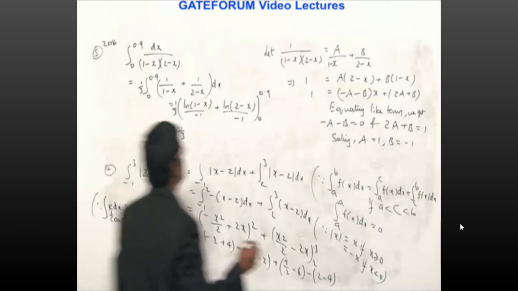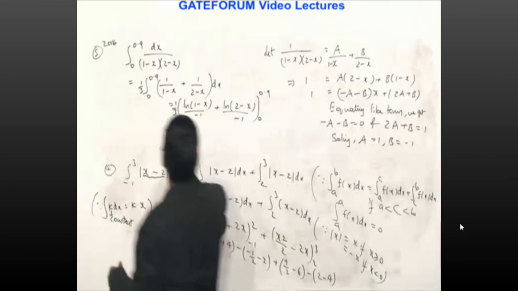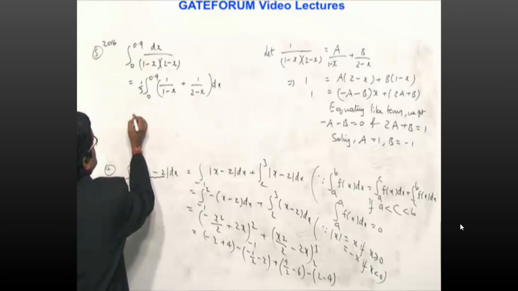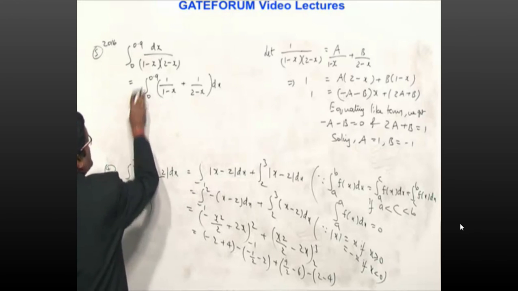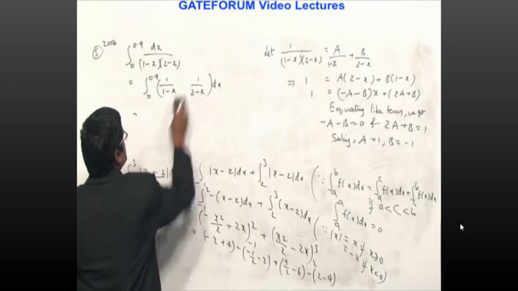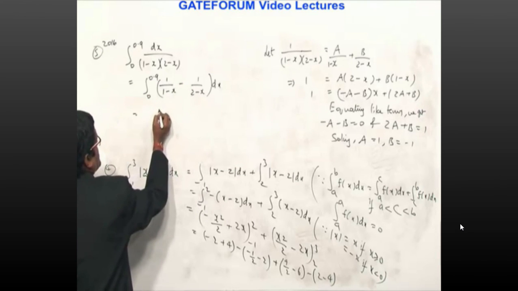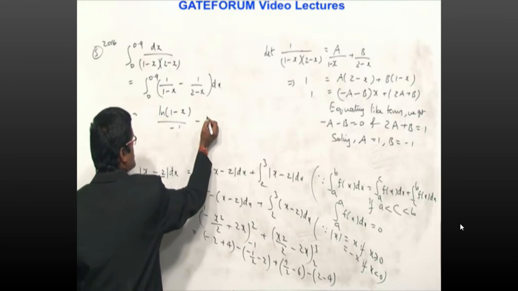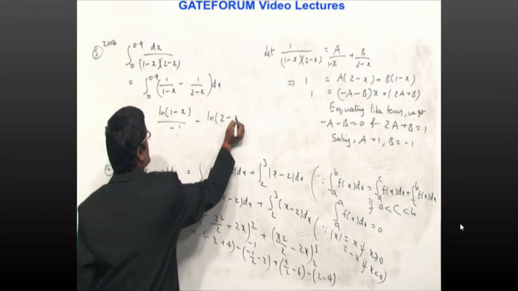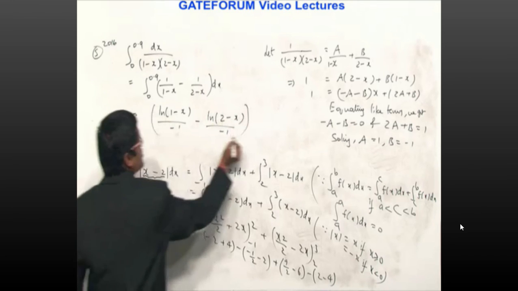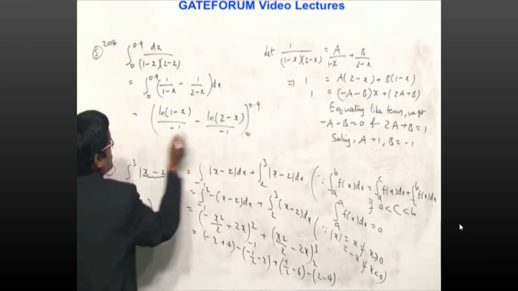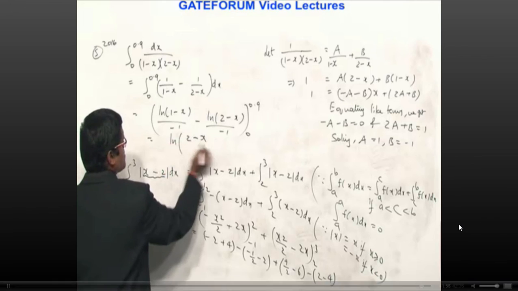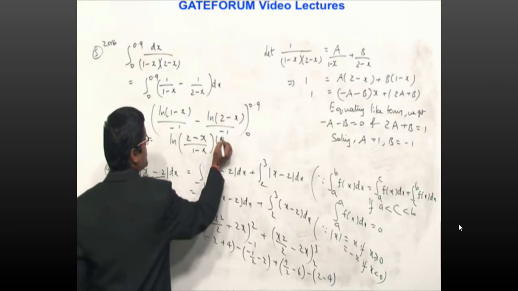So now it's not 1 by 3, the value of A is 1. Now this becomes minus, so the integration of 1 by 1 minus x is ln of 1 minus x divided by the x coefficient minus 1, and minus 1 by 2 minus x integration is ln of 2 minus x divided by minus 1, limits 0 to 0.9. So this minus minus is plus. Using properties of logarithm, log m minus log n is log m by n, so 2 minus x by 1 minus x, limits 0 to 0.9.